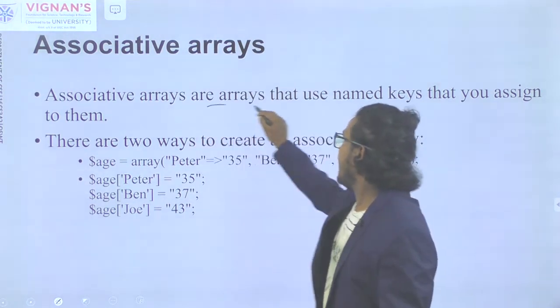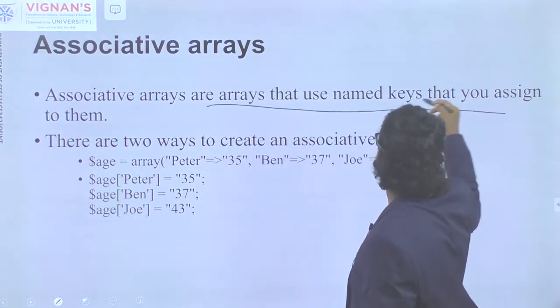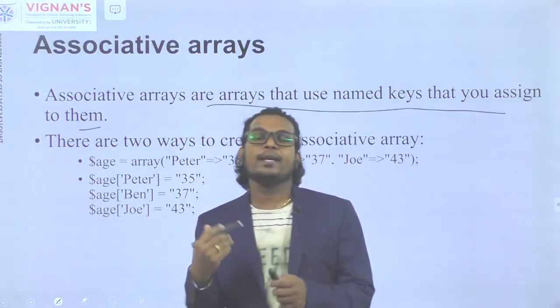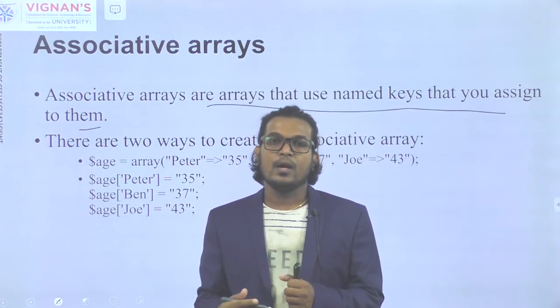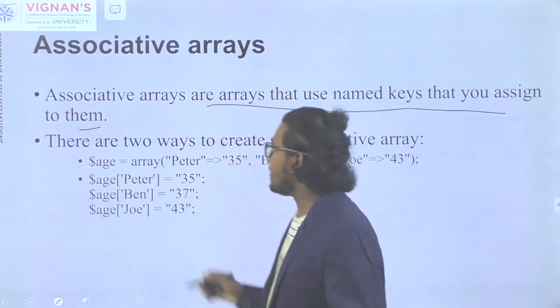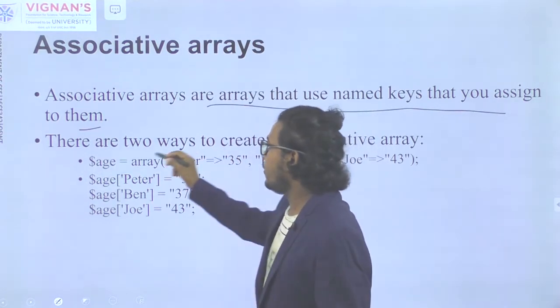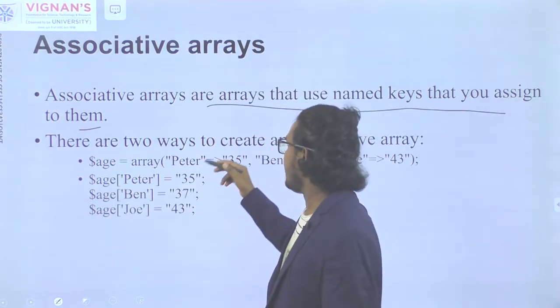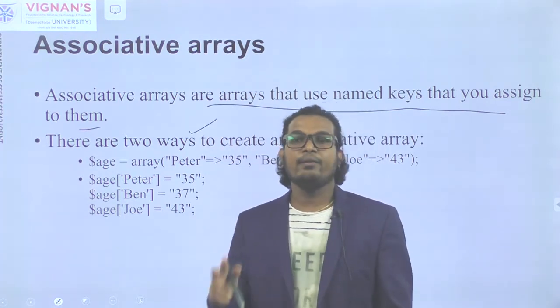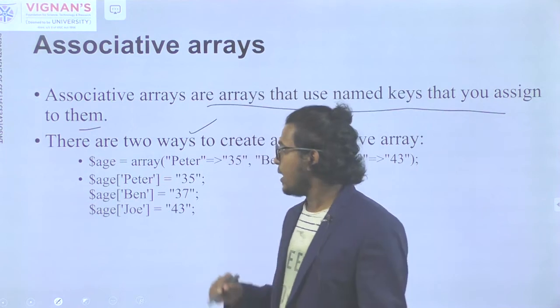Associative arrays are arrays that use names, keys that you assign to them. It means we are taking the help of names and keys to create the associative array. We have two ways to create this associative array.